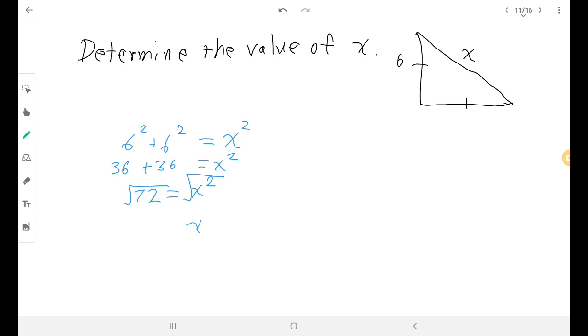So I get that x is approximately 8.49 units long, or x is exactly the square root of 72 units long. So either of those answers might be requested. I'll pause for a moment and give you a chance to look at that. And let's move on to the next question.